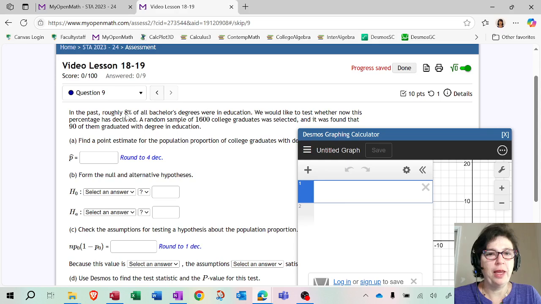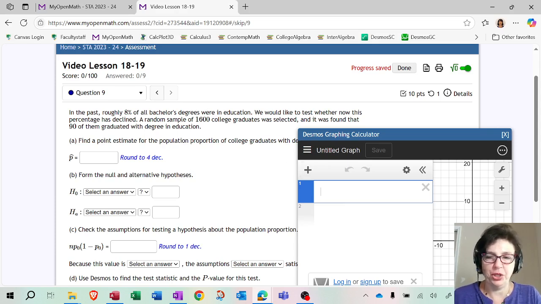It says roughly 8% of all bachelor's degrees were in education in the past, but now we think this percentage has declined. We found that in a sample of 1,600 college graduates, 90 of them graduated with a degree in education. Which of these two numbers, 90 and 1,600, is x and which is n? So remember, x is the number of successes and n is the number of trials. I think I confused you. Okay, so x should always be less than n.